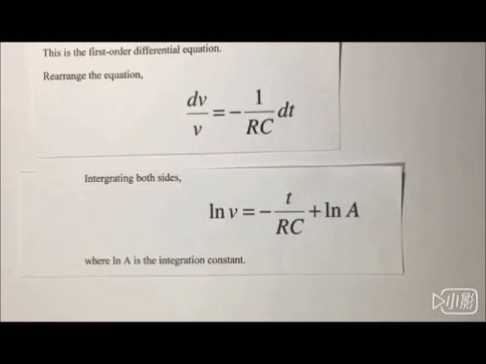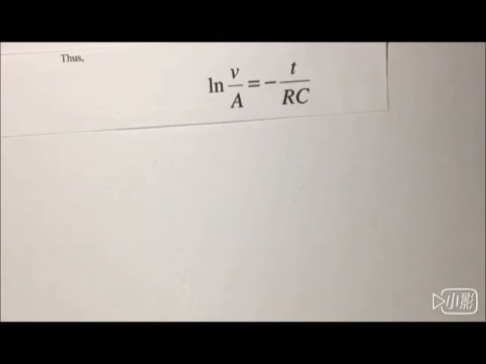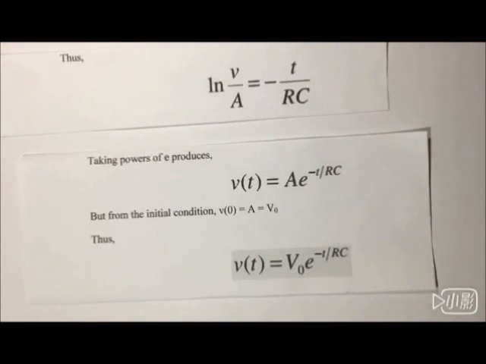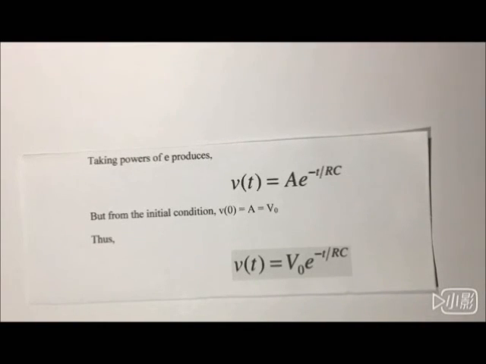By integrating both sides, ln V is equal to negative t over RC plus ln A, where ln A is the integration constant. Thus, we get the equation ln(V over A) is equal to negative t over RC. Taking the power of e, where e is the exponential, V(t) is equal to A exponential to the power of negative t over RC.